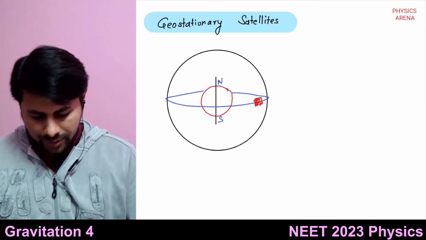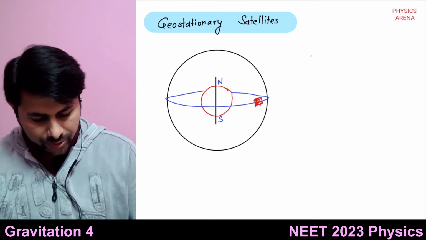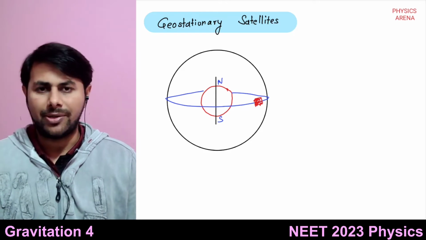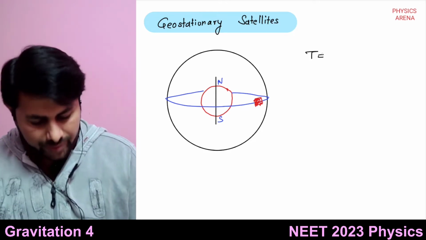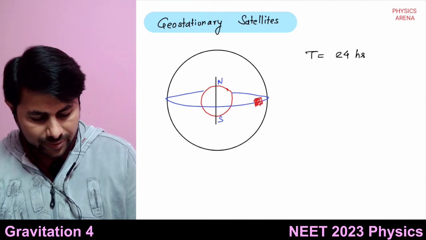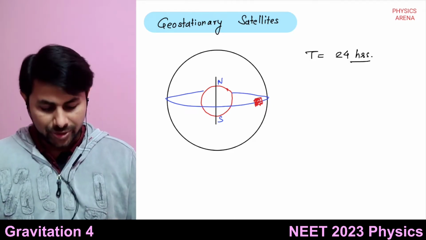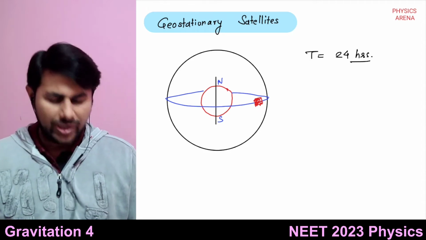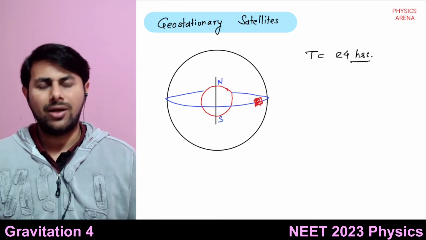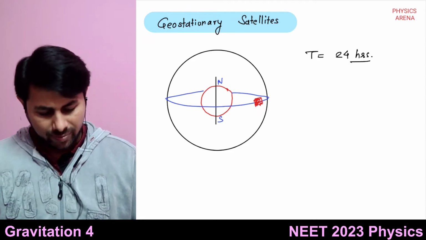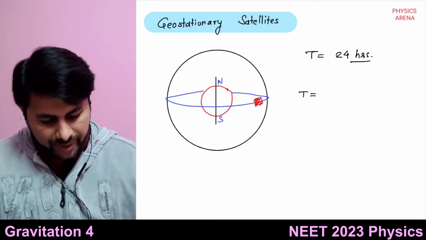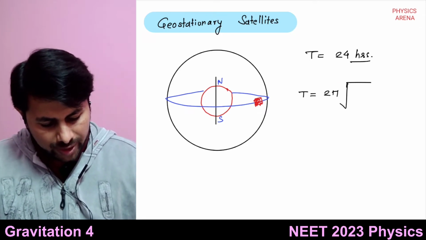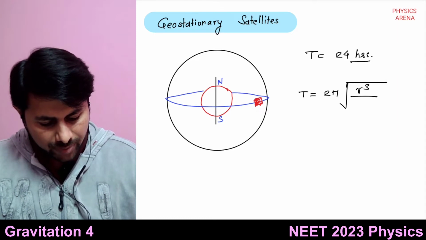Okay, so in order for that thing to happen, T must be equal to what? 24 hours. Time period of a geostationary satellite is 24 hours. Okay, and now we know the time period, so we can find out the height of the geostationary satellite, because we have got a relation between the time period and the height. We know T equals 2 pi multiplied by square root of r cube upon GM.